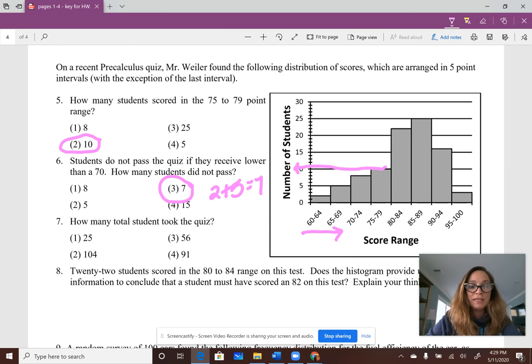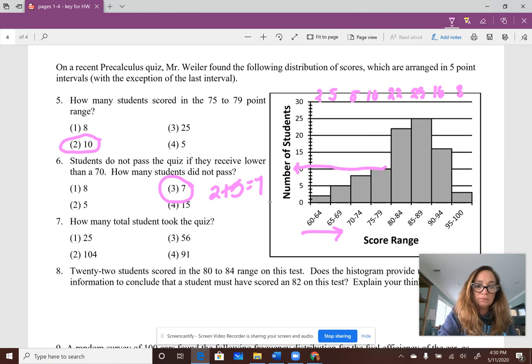Okay, how many students in total took the quiz? Okay, so this was 2, this was 5, this looks like it's 8, and that we said was 10, and that looks to be 22. That looks to be 25. That looks to be 16. And that looks to be, I'm going to say 3. It might be slightly off. Okay, so let me add those together.